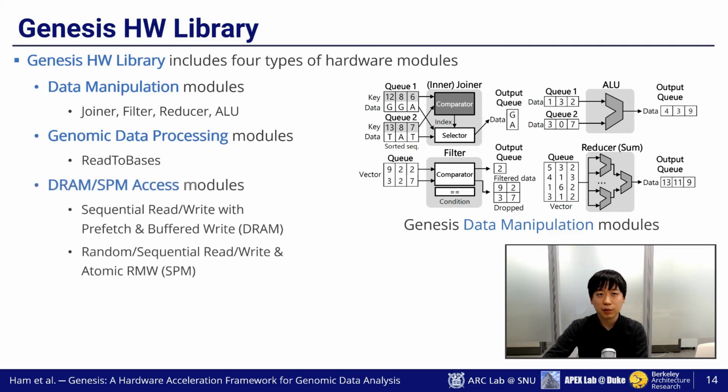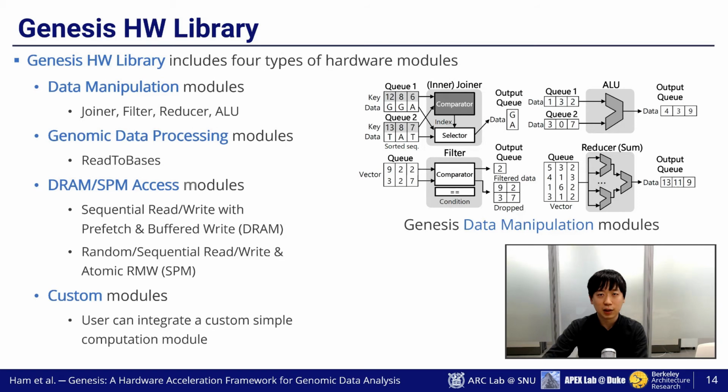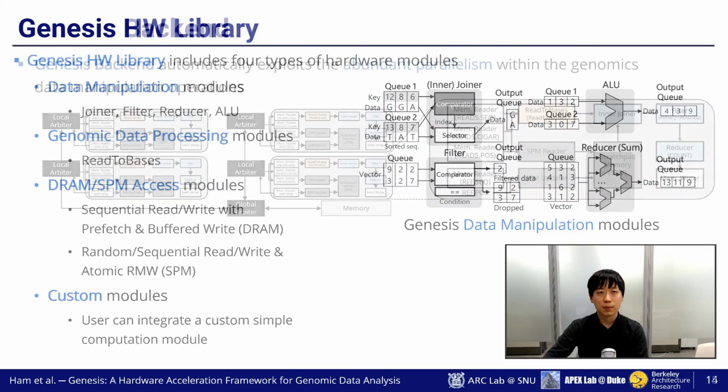Third, the Genesis hardware library includes DRAM and SPM read or write modules. DRAM access module supports sequential streaming read and write functionality with the support for prefetch and buffered write. Scratchpad memory access modules support both random and sequential accesses, as well as atomic read-modify-write operations. Finally, a user can also choose to implement a simple custom computation module if necessary and utilize it when designing specific genomic data analysis pipelines.